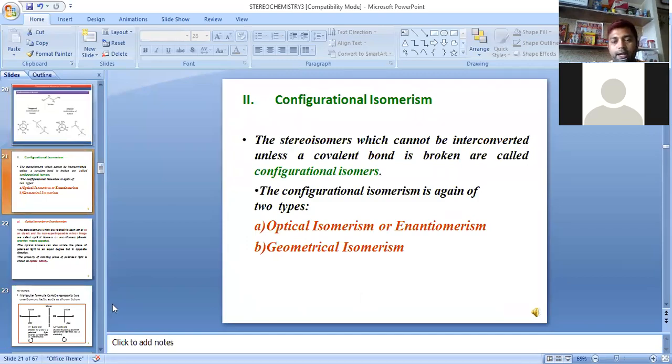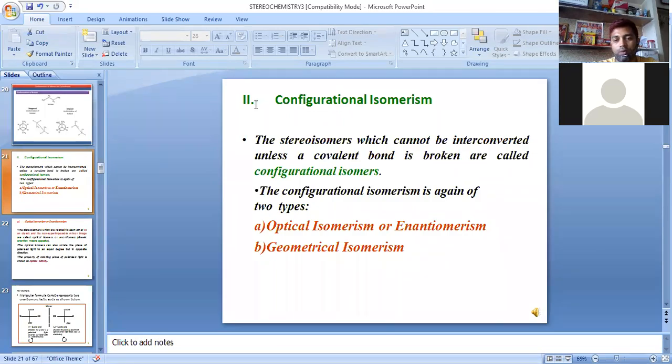Configurational isomers we had already discussed yesterday. Again, configurational isomers are of two types: optical isomers and geometrical isomers. In optical isomers, we'll discuss enantiomers and diastereomers.